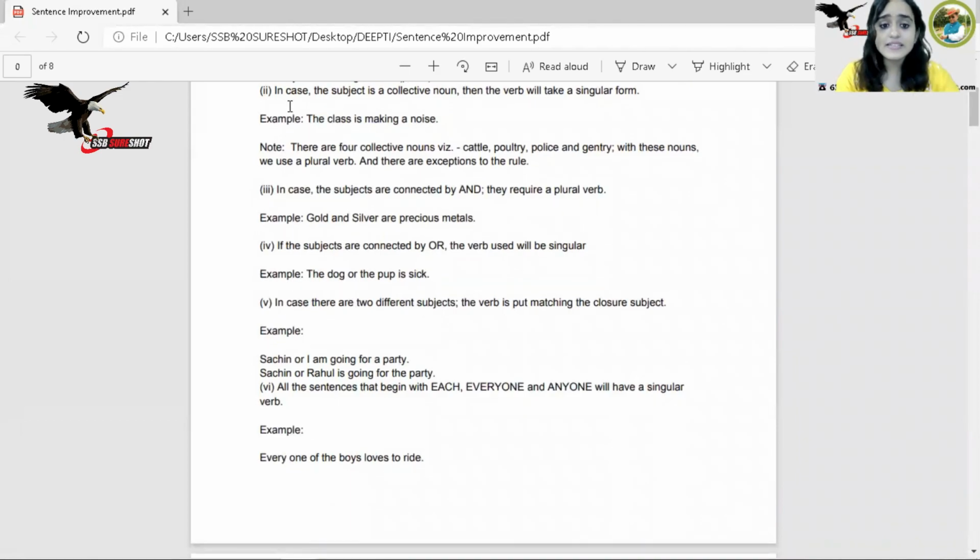In case the subject is a collective noun, then the verb will take a singular form. What do you understand by the term collective noun? A collective noun is the name given to a noun which represents a group. For example, class. Class represents a group of students. Cattle represents a group of animals, or cows and buffaloes. Poultry represents a group of hens. Gentry represents a group of elite class or political class or politicians.